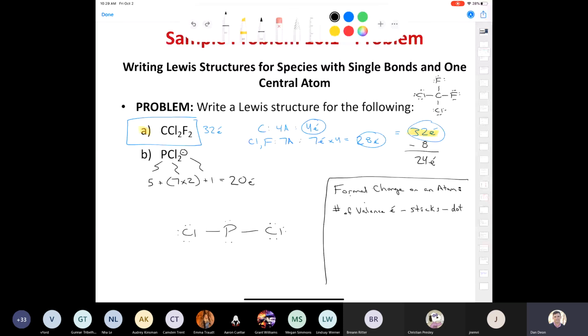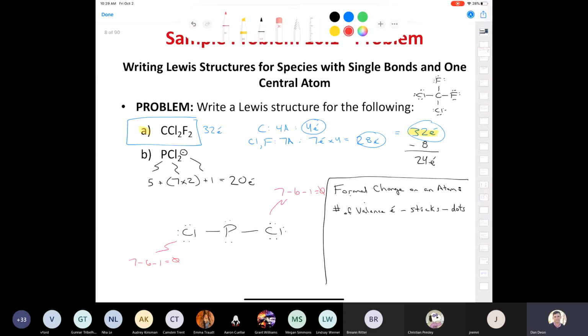Chlorine has 7 valence electrons. So I take 7, I subtract 6 dots and 1 stick. That gives me 0. That means there's no charge on the chlorine. This chlorine has 7 valence electrons. It's got 1, 2, 3, 4, 5, 6 dots. And it's got 1 stick.